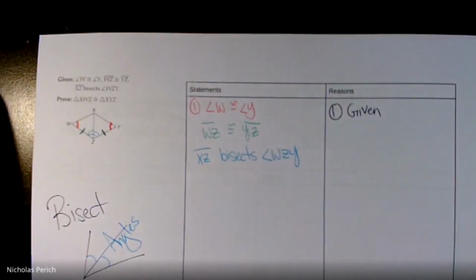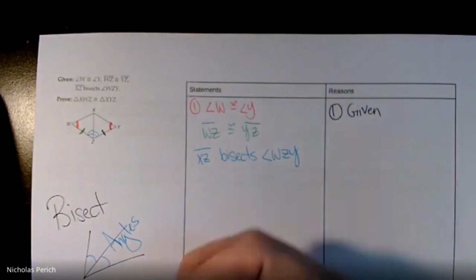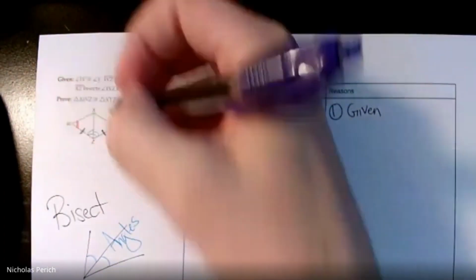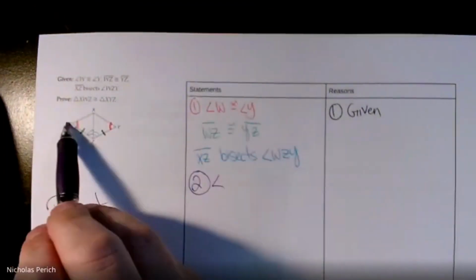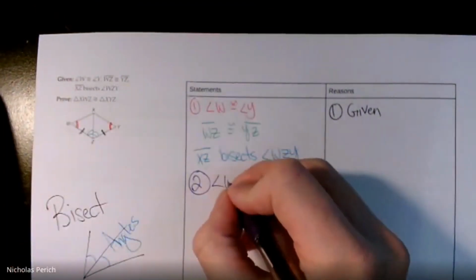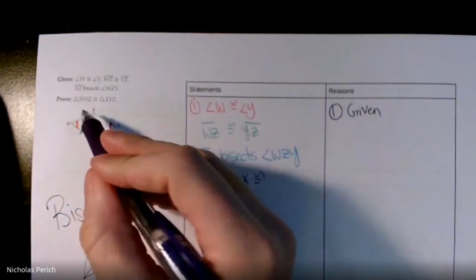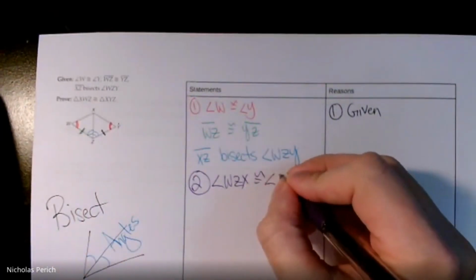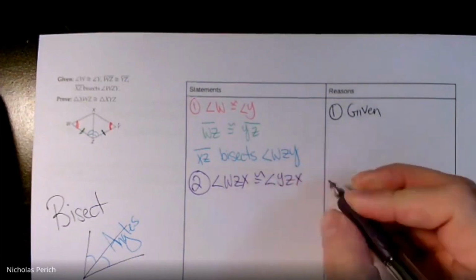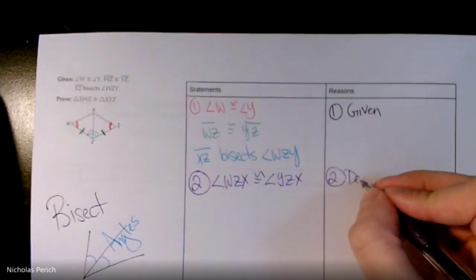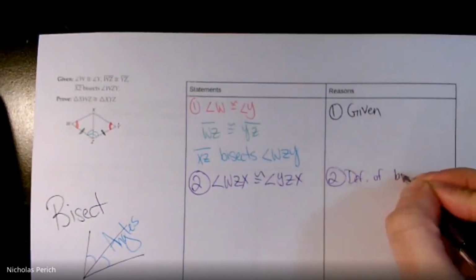And so what we're going to say is angle WZX is congruent to angle YZX. And that's because of the word bisect here. So we will say definition of bisect.